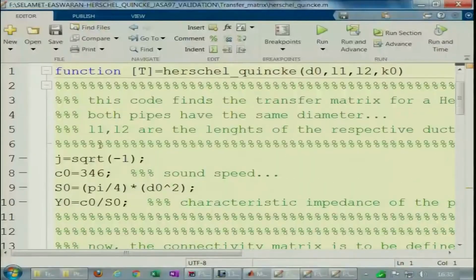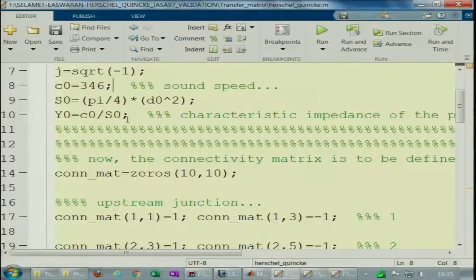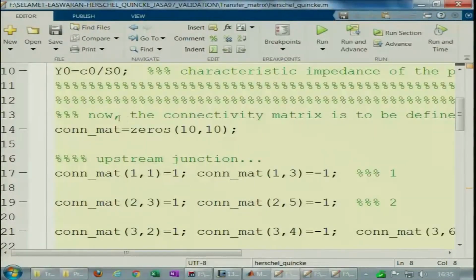transmission loss. So, here we have your MATLAB script that I have written in advance. So, I am not going to do it live here. These codes were written some time back. I am assuming the sound speed of 346 here, and diameter is something that is given by the user. L1 and L2 are the lengths, as I have mentioned. This is the characteristic impedance. So, this is the connectivity matrix.